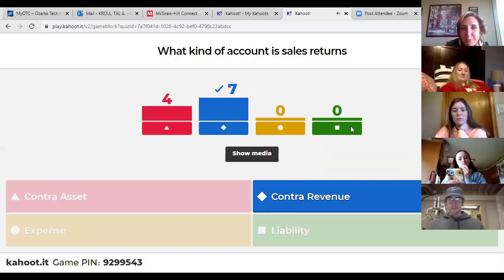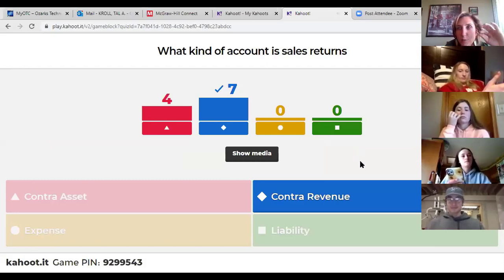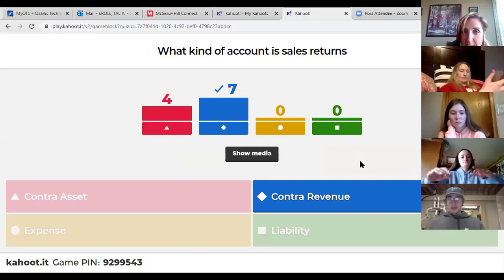Okay, a lot of you got it right, and you were on the right track if you chose contra, but contra revenue is correct. What account, do you remember? Well, I'll tell you at the end. The one that is the contra asset is the allowance for uncollectible.